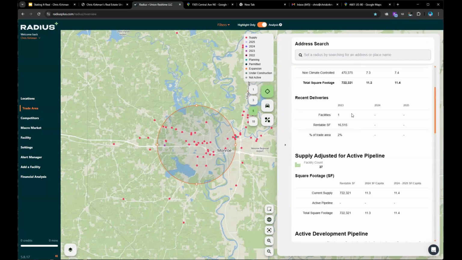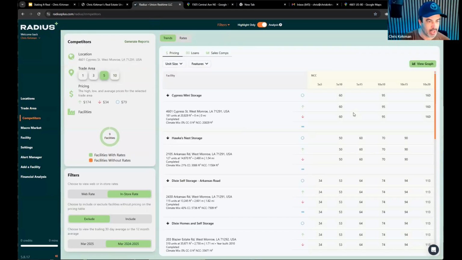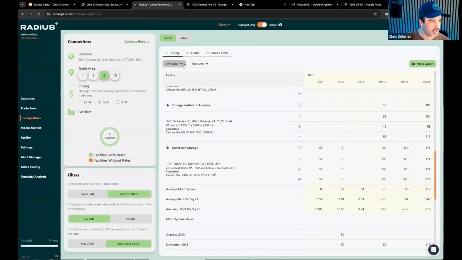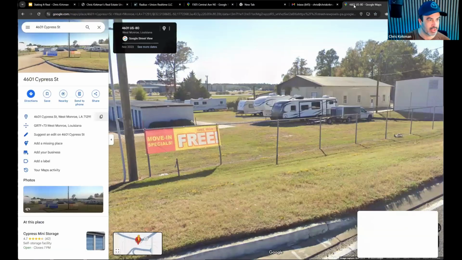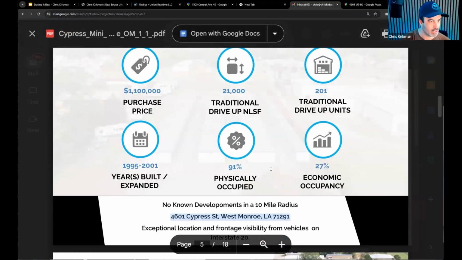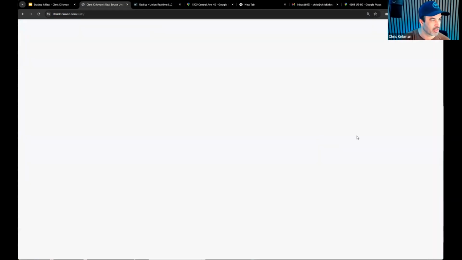So we're going to go ahead and move along on this guy here. Then I'm going to look at the competition and make sure that this is on non-climate control. We're good with that. I'm just going to care about what that average monthly rate is. And we're first going to analyze the 10 by 10. So we're hoping that they're going to give us information on the 10 by 10 in this OM that they sent us. So let's go ahead and take a look at this. Okay. Economic occupancy 27. Okay. Purchase price 1.1. So let's go ahead and plug that into our calculator.